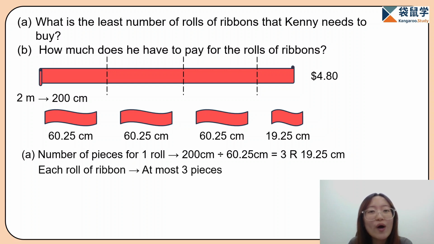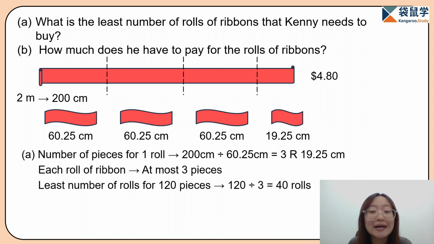So, one roll, at most 3 pieces, and now we wanted 120 pieces of ribbon in total. So, how can we find the least number of rolls? We can take 120 divided by 3 to get 40 rolls. Our answer for part A.